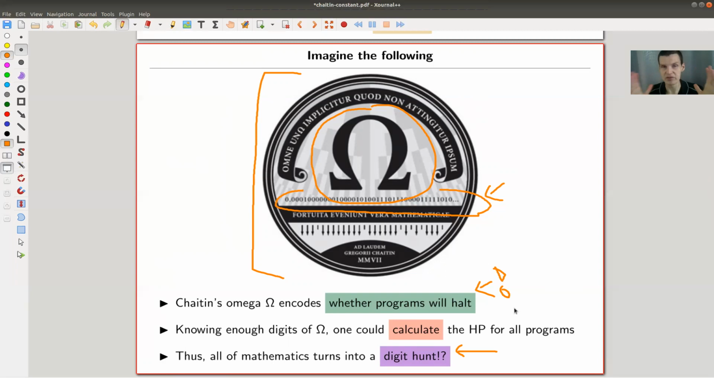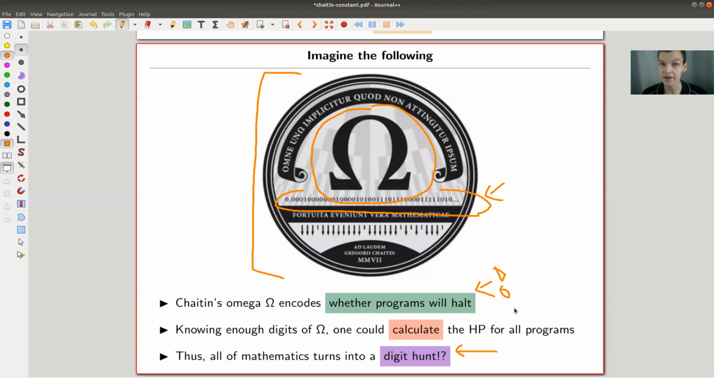But if you know enough of those digits, you have now your Goldbach program that searches for those counterexamples. And it will be in the slice of numbers that you just computed, and you could check whether it halts because it's encoded in this constant. So this constant has the potential to solve all problems in mathematics. Again, spoiler, of course, life is not so easy. Mathematics is not so easy. This won't happen, but it's still a mind-blowing concept that you can put all problems of mathematics into a constant. And that's what makes it so interesting.